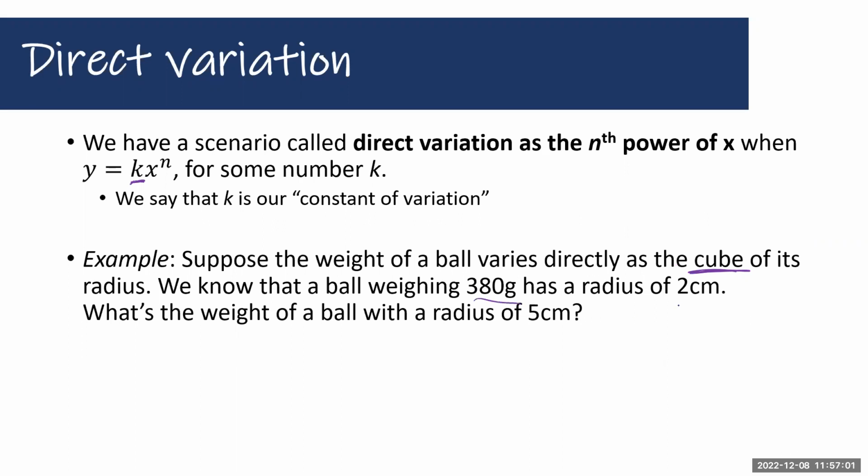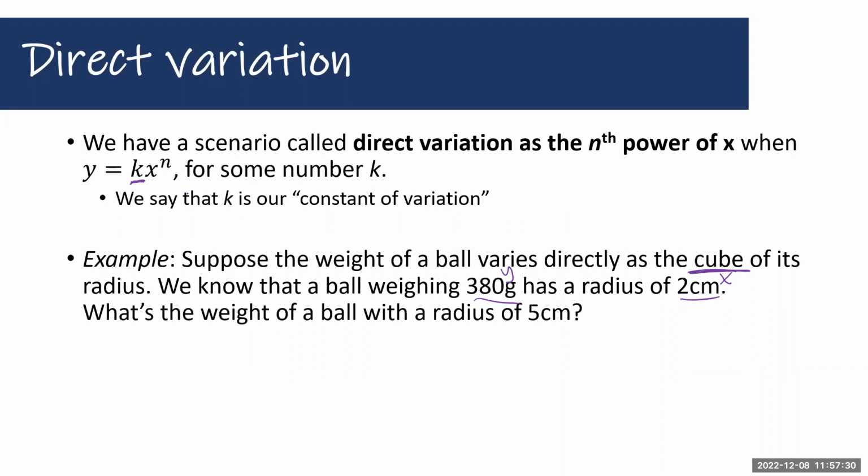Using what we know, this is going to be y and this is going to be x, because we're looking for the weight of a ball. The weight of a ball, y, varies directly as the cube of its radius. If we want to know the weight of the ball with this radius, we need to write y equals k times x to the n first. Once we get that function sorted out, then we can plug in 5 and solve.